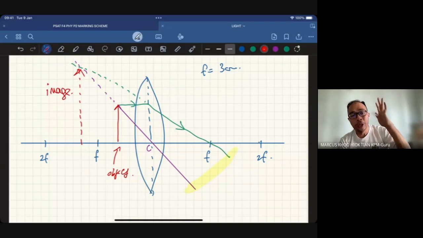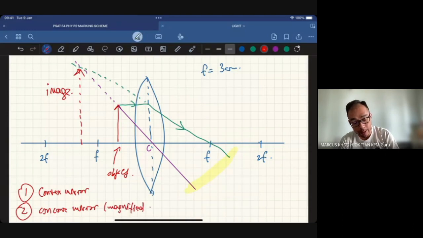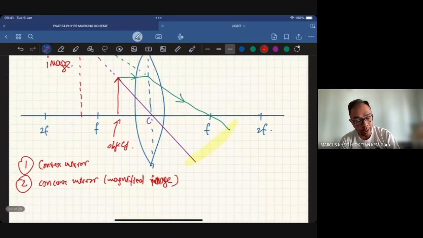So far in our discussion, we have been focusing on our main drawing, which seems to be the convex mirror drawing. This is the most popular question. The second one is the concave mirror drawing, the concave mirror for magnified image, yang makeup mirror tadi. And now our third drawing is the convex lens for magnifying glass.